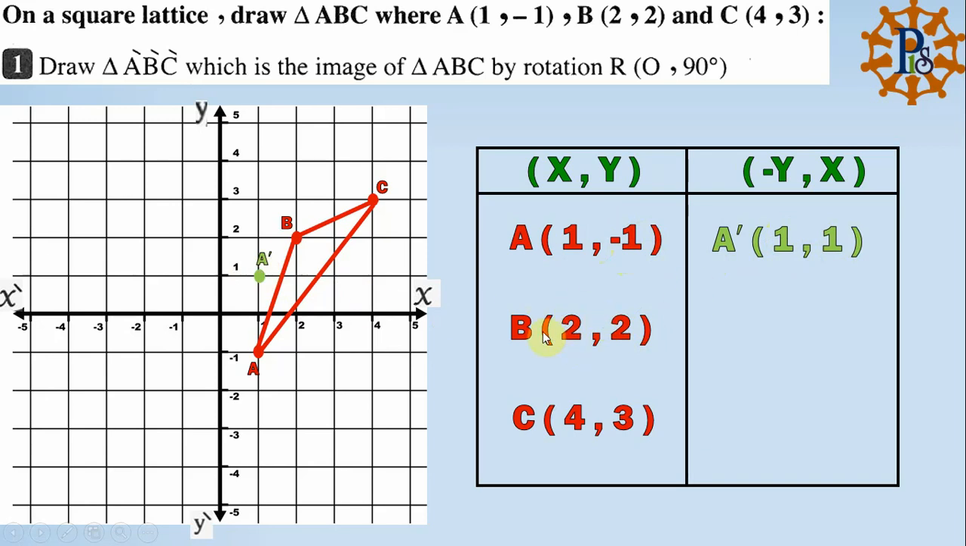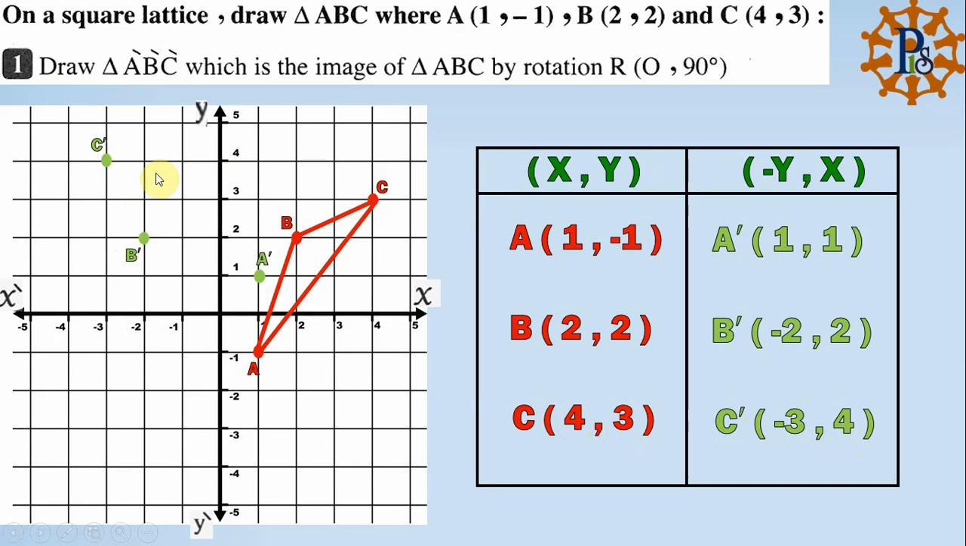To find B dash, we will change the sign of this one and cross the places. So it will be (-2, 2), and we are going to represent here (-2, 2). So here will be B dash. For C dash we will change the sign of this number: 3 will be negative 3 and cross the places. So it will be (-3, 4) like this one. So it will be here in this place, (-3, 4).